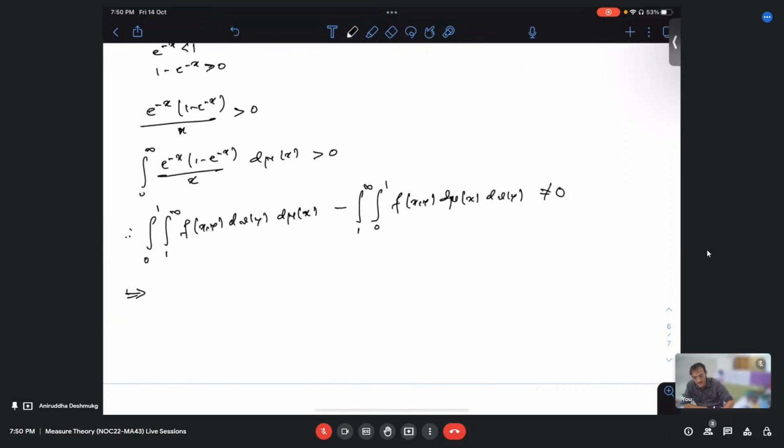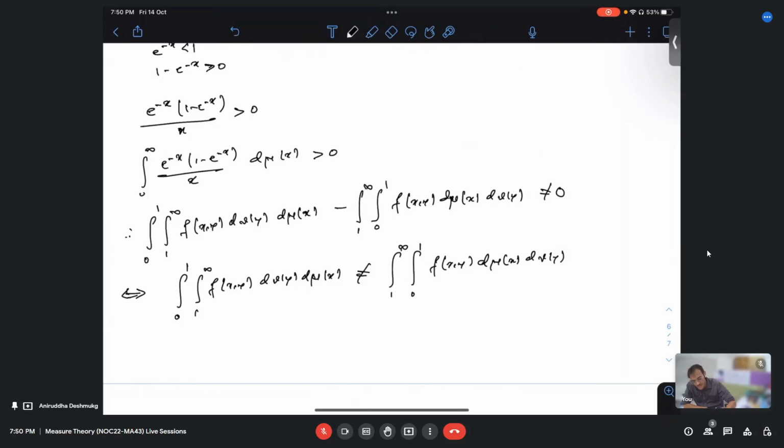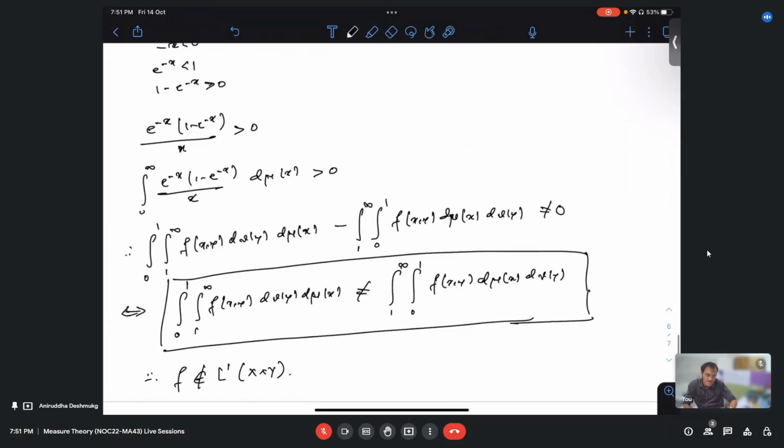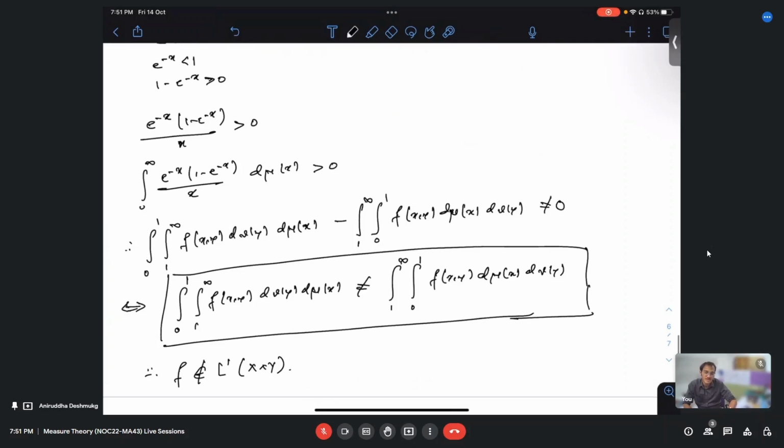Or what is the same? These two iterated integrals are not the same. The integral of f of xy d mu y d mu x is not equal to the integral of f of xy d mu x d mu y, and hence f is not an L1 function. Therefore, f is not in L1. Because if it was, by Fubini's theorem, these two have to be equal, and they have to be equal to the integral on the product space.